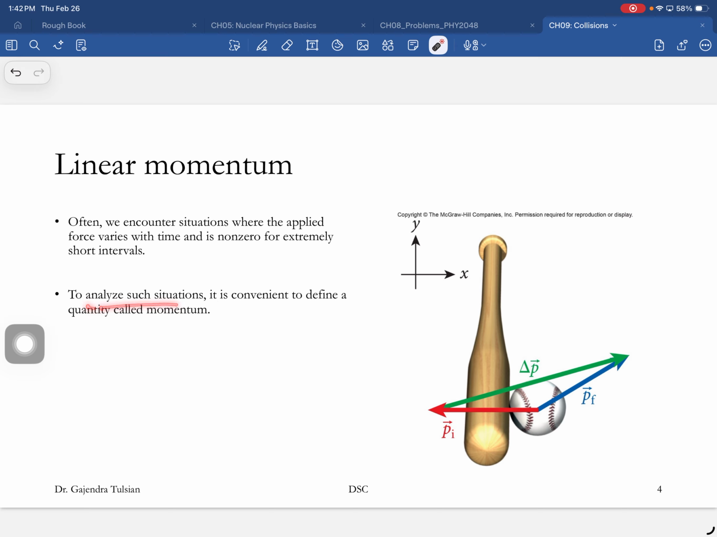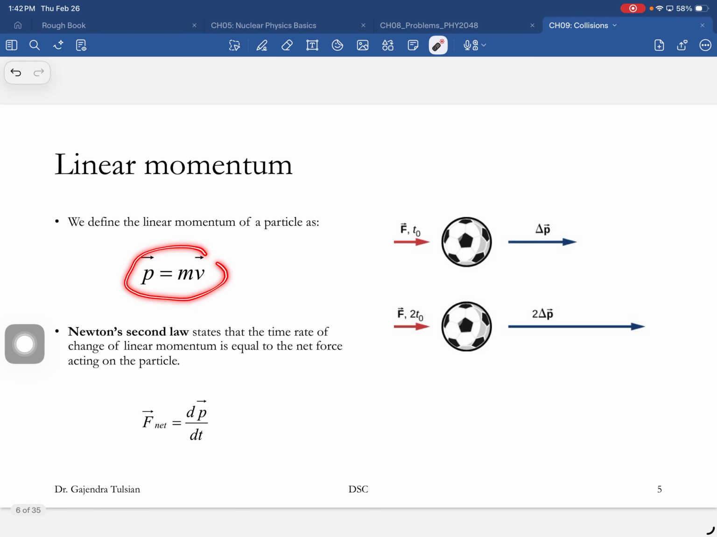To analyze such situations, it's convenient to define a quantity called momentum. Here is linear momentum, mass times velocity. And here is the correct form of Newton's second law. Mr. Newton gave it in this form: the net force acting on a system is equal to the rate of change of momentum of the system. All right, let's work this out.